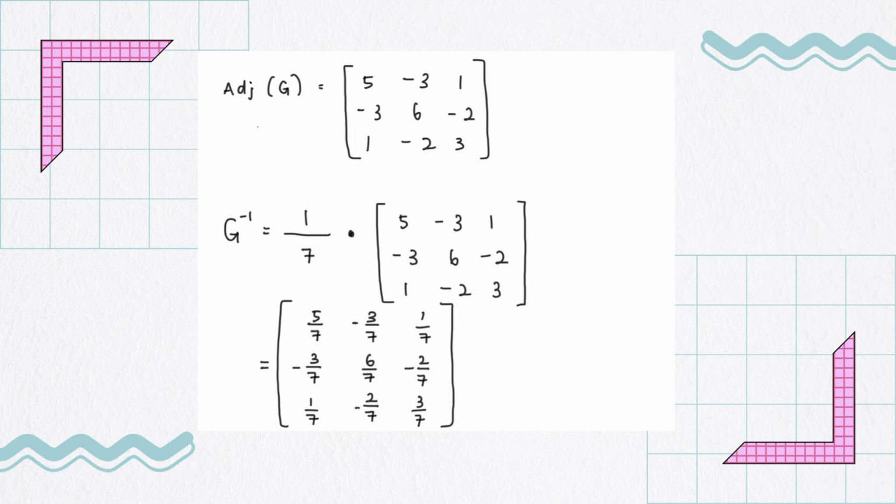We get the inverse of matrix G equal to 5 over 7, negative 3 over 7, 1 over 7, negative 3 over 7, 6 over 7, negative 2 over 7, 1 over 7, negative 2 over 7, and 3 over 7. That's all.